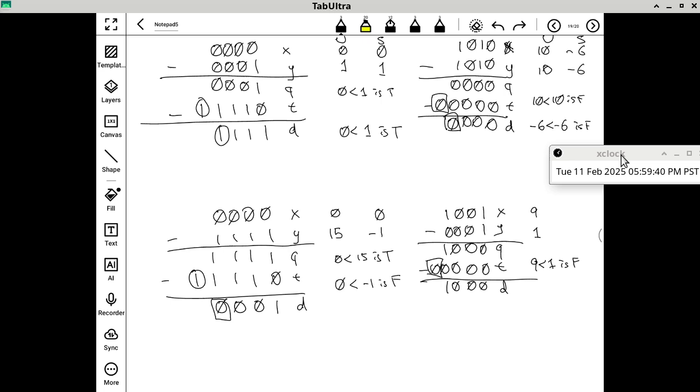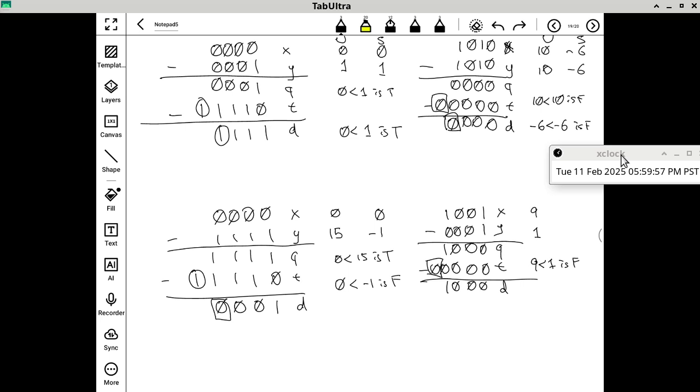Seems like the sign bit is very reliable to tell us whether x, in sign interpretation of the bit patterns, is less than y. So far it is very consistent. And we'll take a look at the last one.